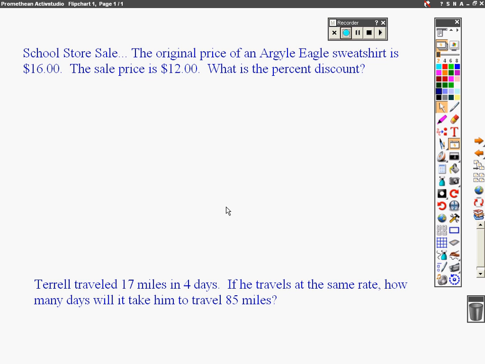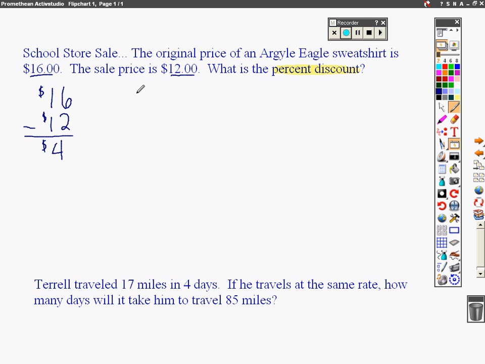So you're looking for the discount percent, right? You're given a price of $12 and $16. The price you paid is $12, and the original cost was $16. To determine how much you saved, or the discount, you subtract $12 from $16 to get $4. Okay? So what we have to do now is figure out what percent discount we have.